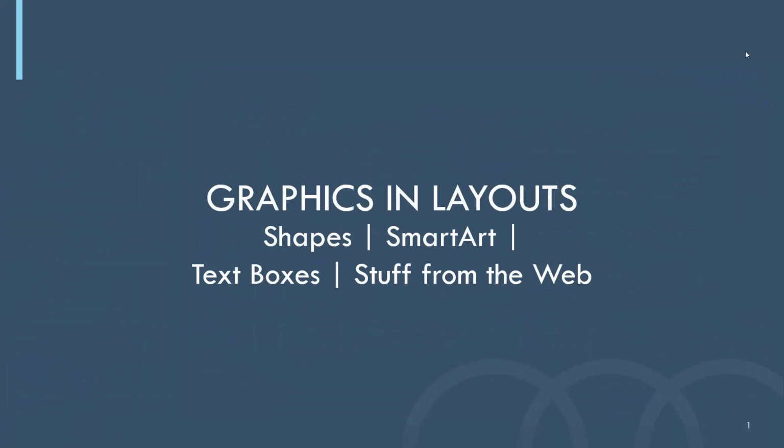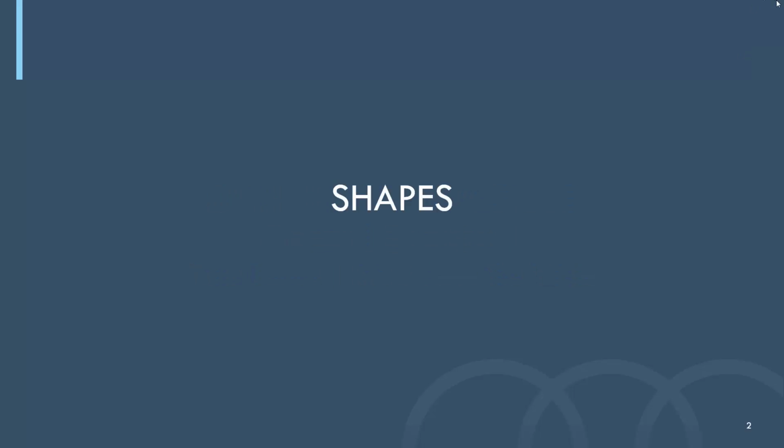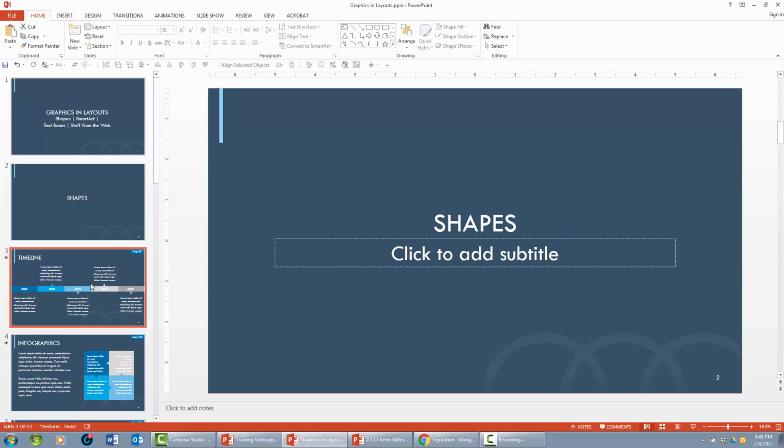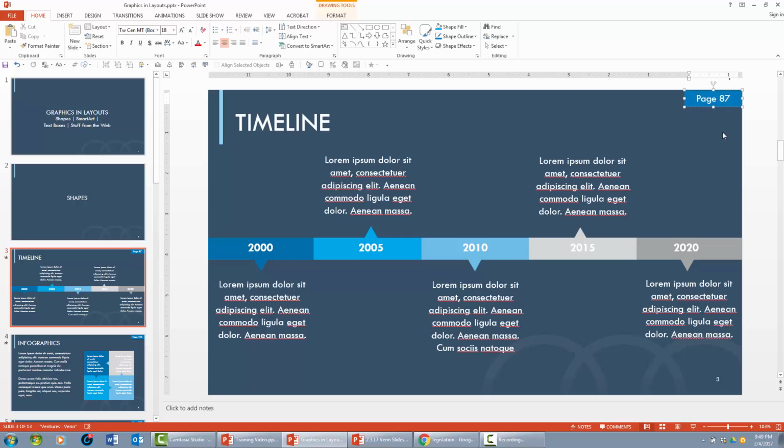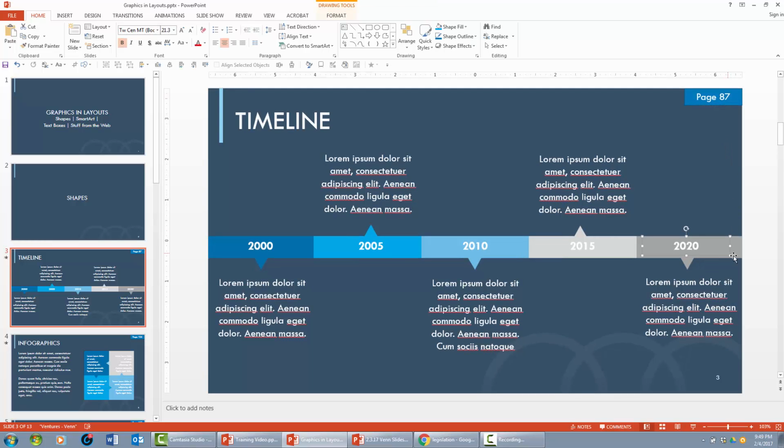We have a few sections we're going to hit on here. We're going to talk about how to work with regular shapes, pre-designed shapes, SmartArt, work with your text boxes, and how to create great graphics from items just on the web. Let's start with looking at what we've got as shapes. So we've already got a number of slides that have already been pre-designed here in the Venn Strategies presentation. We're looking at, say, page 87 of the timeline. This is one of these items that's pre-designed.